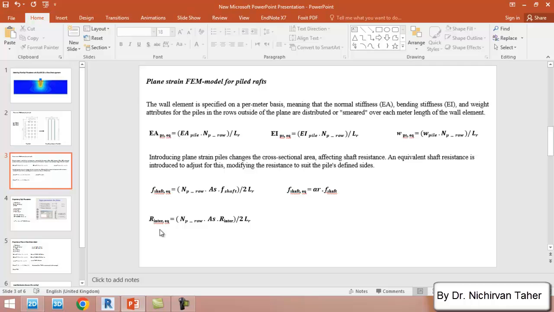So in this formula, R inter of the equivalent plane strain wall equals the number of piles in the row times the surface area of each pile times the R inter of each pile divided by 2LR. The 2LR is there because the friction happens on both sides of the wall.